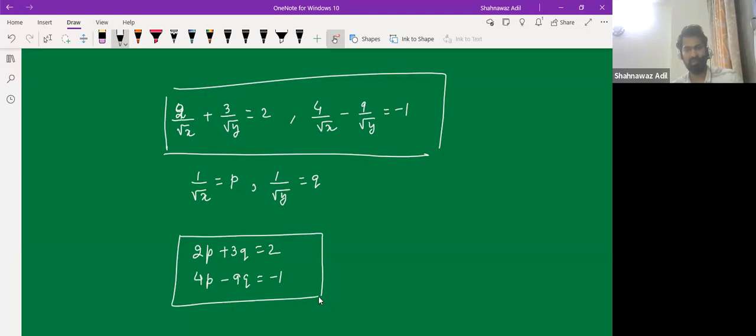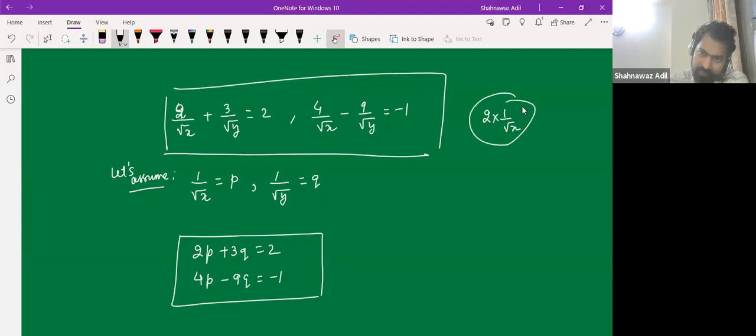But how did you get 2p from? So let's assume, right. 2 by root x is 2 into 1 by root x, and we have assumed 1 by root x to be p. So this would be 2 into p. If you put the value of p, that would be root x, so this is 2 by root x. Similarly, 3 and q. Is this part clear?